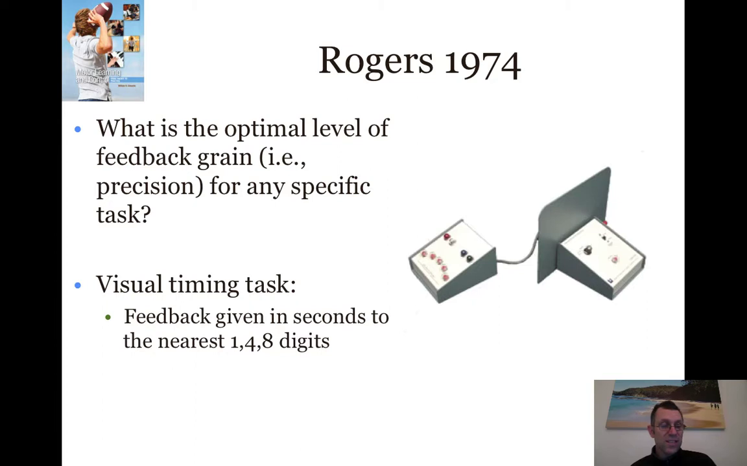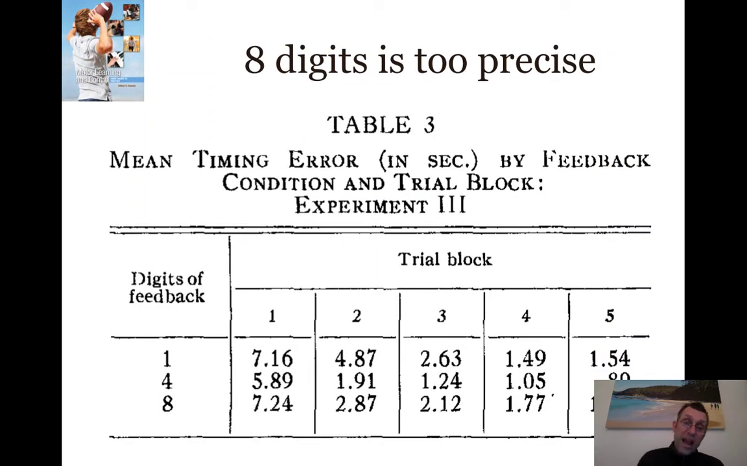And the precision was given in digits. So it was timed, like how many seconds were you off? They gave 1 digit, 4 digits, or 8 digits of information. And so the results identified that sweet spot, right? If you look down here in the table, when only 1 digit of feedback was given, this is in seconds, so you were off by a second. Versus 4 digits, you're off by 1.001 seconds. 8 digits, you're off by 1.0010011. That's 8. Too much feedback, right?